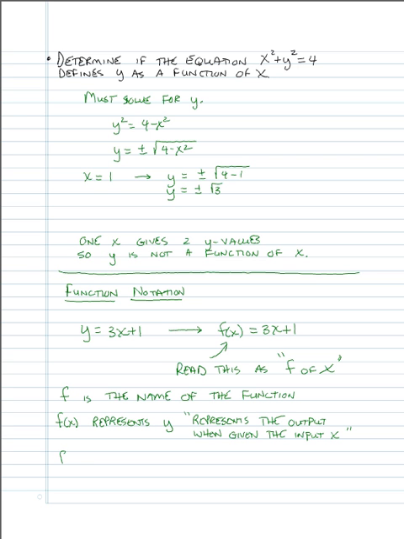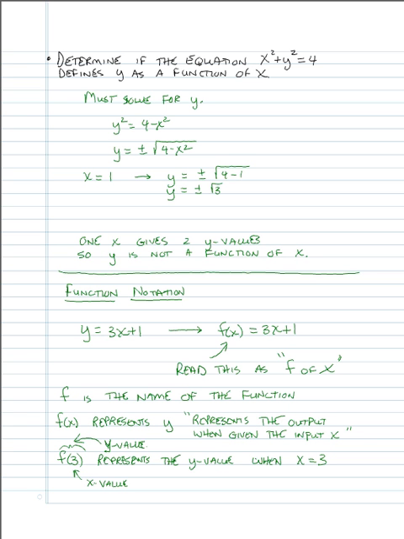So for instance, f of 3 represents the y value when x is equal to 3. See, that's the x value, the 3 is, and the whole piece is the y value. So another way to state this is, what is y when x is 3? That's what f of 3 says. What is y when x is 3?